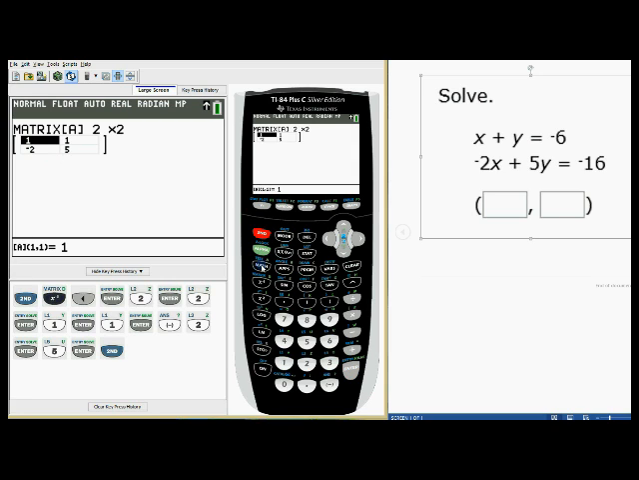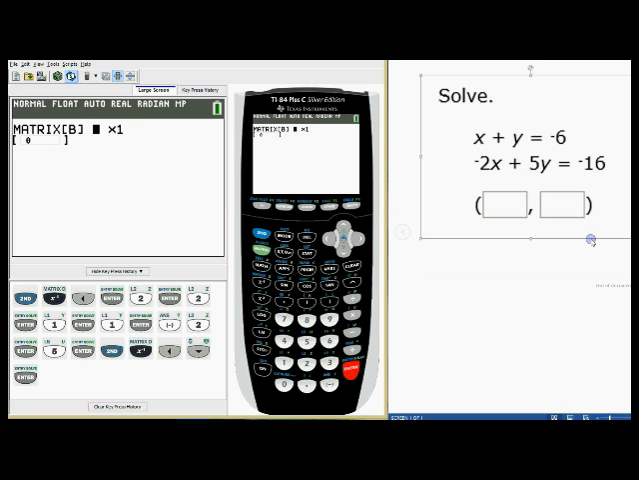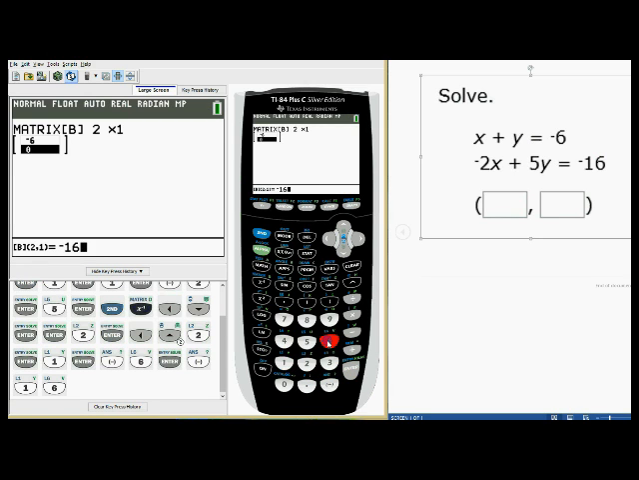Now I'm going to go to second matrix again, edit, go down to B this time, and now I'm going to make a matrix and put in my constants, a 2 by 1. This is where I'm going to put my constants. They have no variables, -6 and -16.